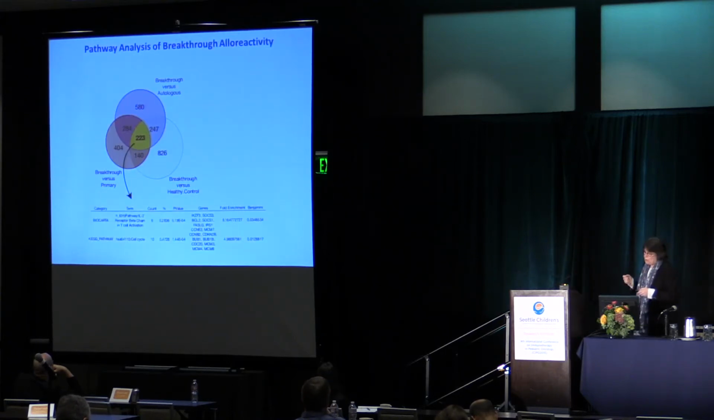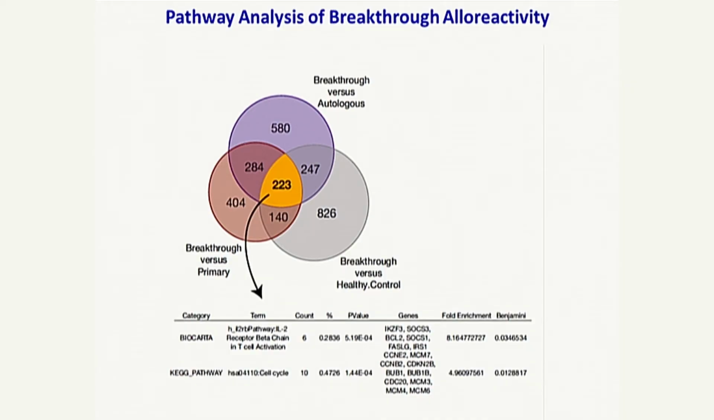So we know what primary looks like, but we really wanted to delve deeply and specifically into what we call breakthrough. To do that, we took those transcriptomes from those breakthrough animals and tried to compare them to every other group we could to really get a very breakthrough specific gene list. So we compared them to autologous controls, we compared them to healthy controls, we compared them to primary, and we took the breakthrough specific genes of all those comparisons and ran analyses on them.